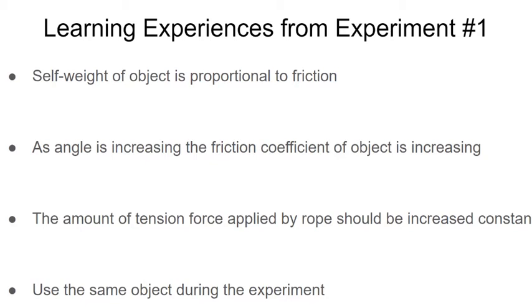In the experiment, we learned the mass of object is proportional to friction. On the other hand, as we increase the angle, the friction increases as well. However, the margin of error is quite large, which means our experiment is not accurate enough. Since we use a different object to slide, and the increase of tension force is hard to control by hand.